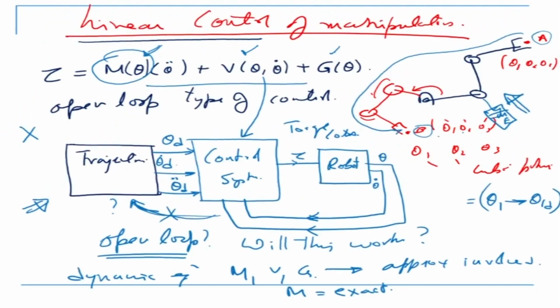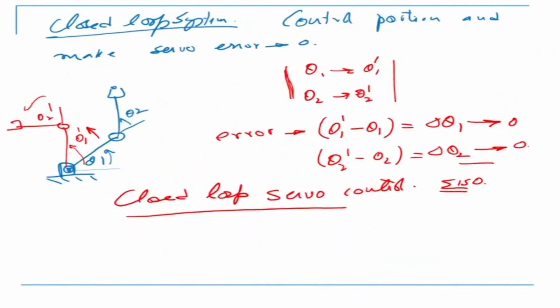In the previous approach, what were we controlling? We were controlling torque, and we were getting this torque from the dynamic equation. We saw that this is not possible because there are a lot of errors involved in the computation of that M. Now if that is not possible, then we operate in the position domain, where we compute an error and then drive the error to 0 using servo control.